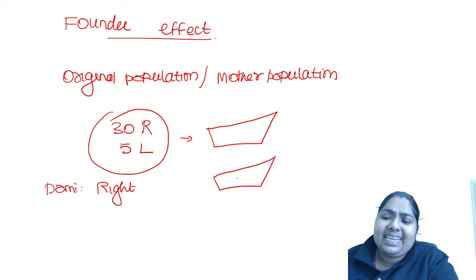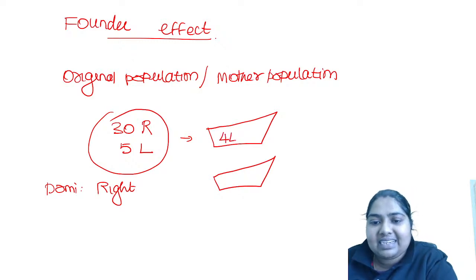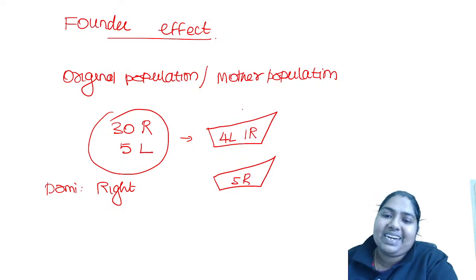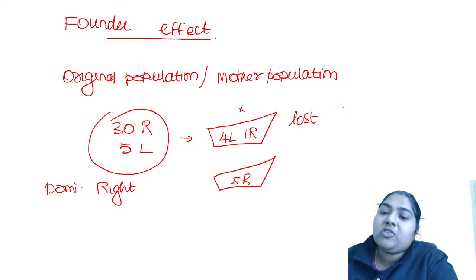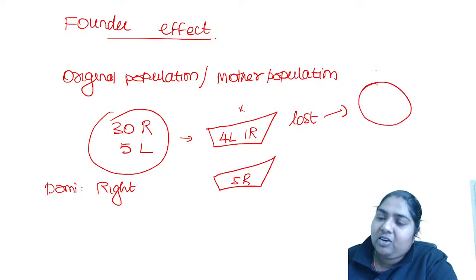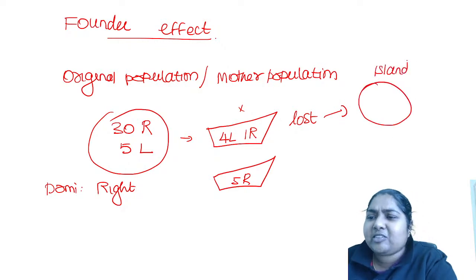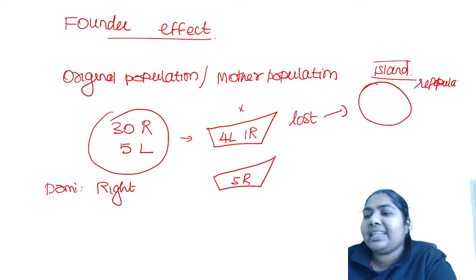It happened that within one boat, 4 left-handers and 1 right-hander were there. In the other boats all were right-handers, so those boats were safe, but unfortunately this boat got lost. It reached an island. They had nothing else to survive on, so they started surviving on that island. They began to breed among themselves.